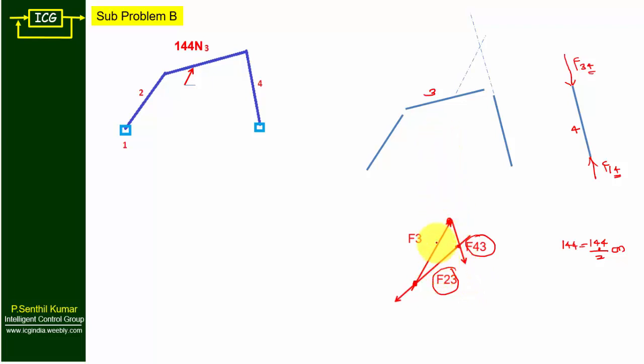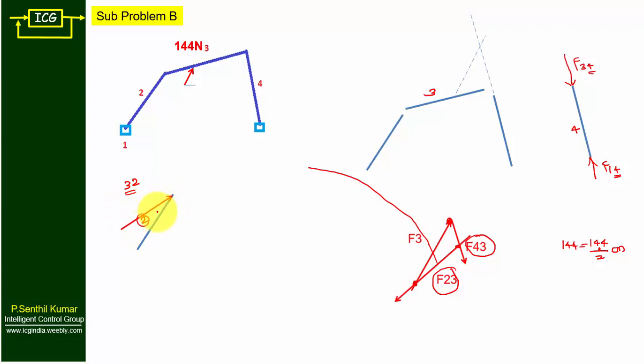Now we have all the terms. F23 is already known. This is the direction of F23, so that will be acting on link 2. When it comes to link 2, we will draw the free body diagram for link 2. I need the force offered by 3 on 2, I need F32. Here I have F23, so just copy the direction of F23 here. I need F32, so this is the opposite direction. So now we got F32.